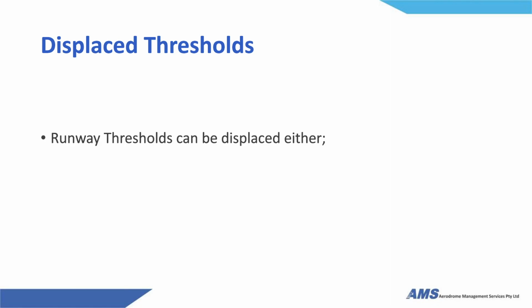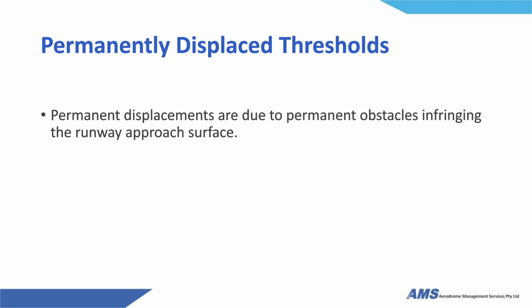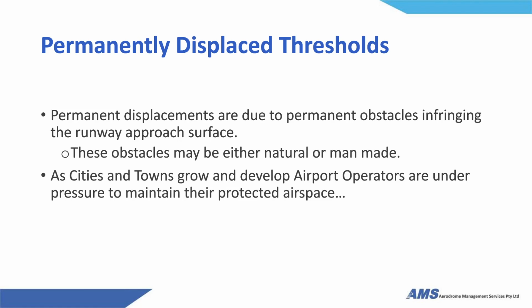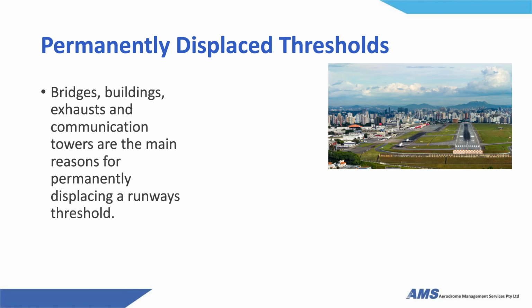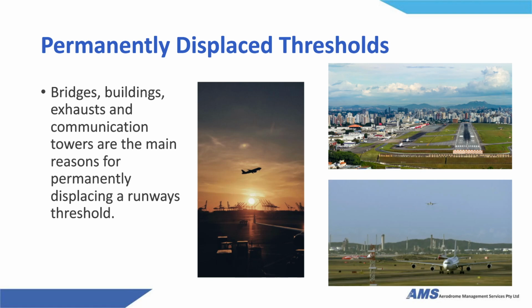Displaced thresholds could either be permanent or temporary. Permanent displaced thresholds are due to permanent obstacles infringing the runway approach surface. These obstacles may be either natural or man-made. As cities and towns grow and develop, airport operators are under constant pressure to maintain their protected airspace. So bridges, buildings, exhausts, and communication towers are the main reasons for permanently displacing a runway's threshold.